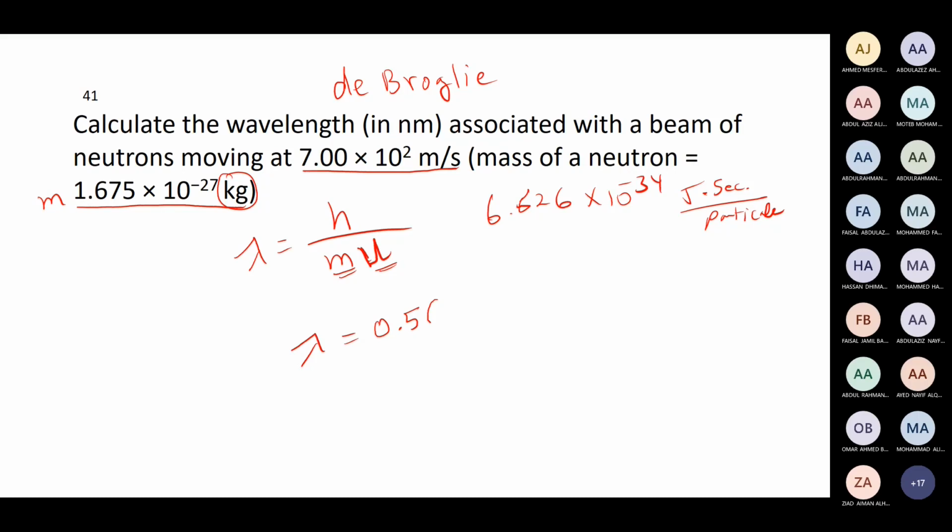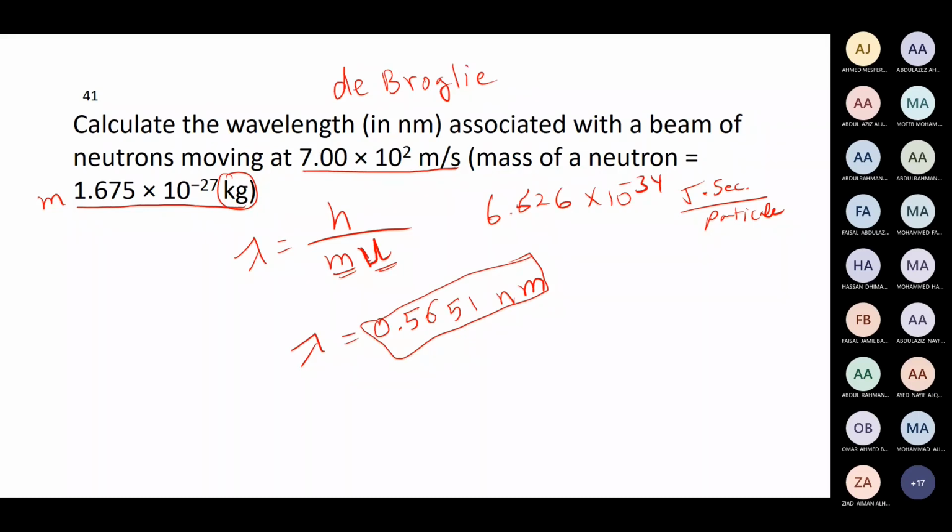Yes. 5.651, multiplied by 10 to the power minus 10, exactly. So it is 0.561? What did you say, 0.561 or 5? 5.651 multiplied by 10 to the power minus 10. And I say the answer is 0.5651 nanometer.